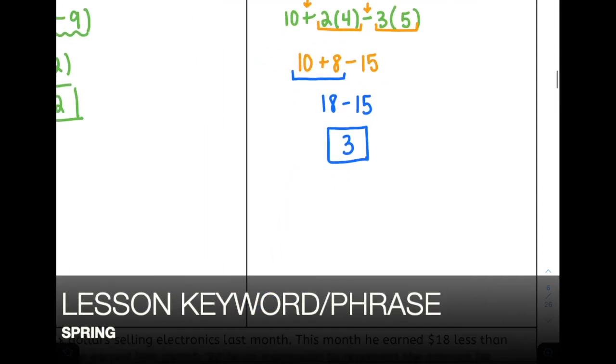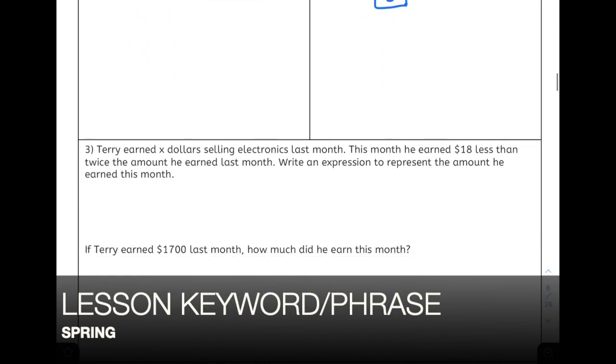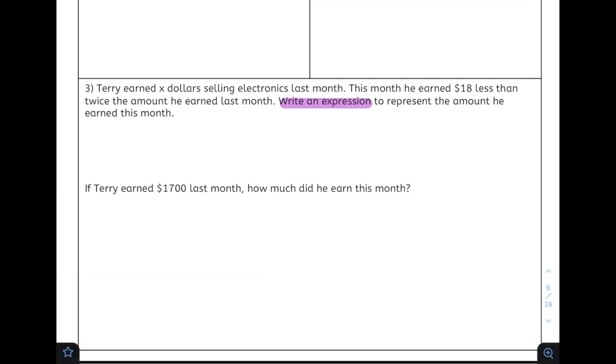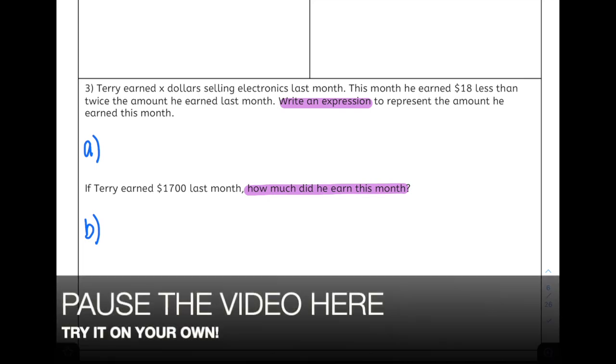So for number 3, the last one, it's telling you to write an expression and then figure out how much Terry earned for the month. So it's a two-parter. We have part A and part B. You're going to write an expression to represent the situation, and then you're going to evaluate it. Pause the video, try this one on your own, and come back and check your answer.